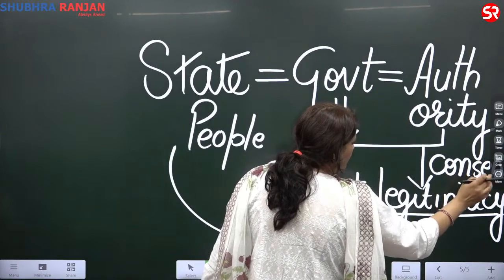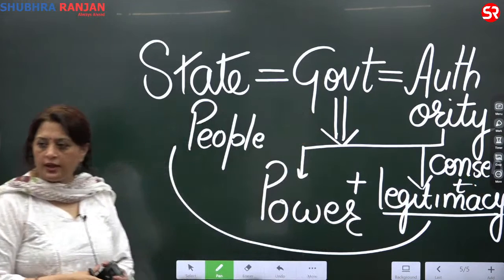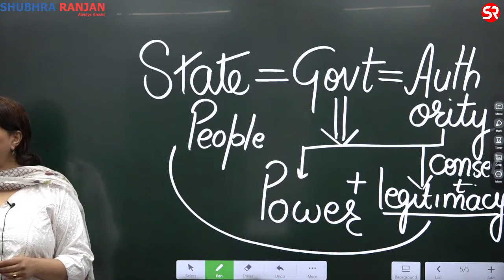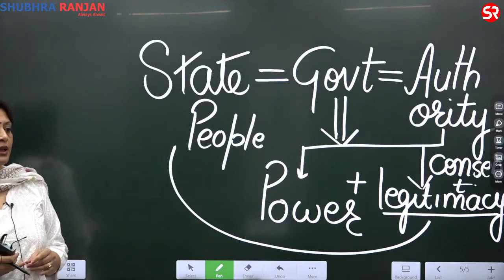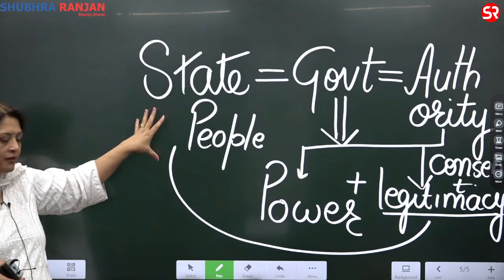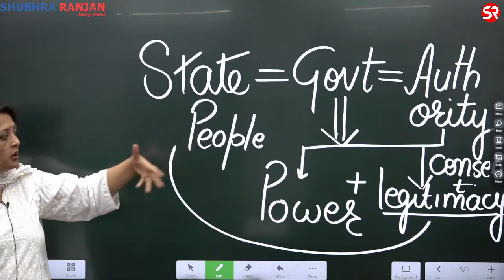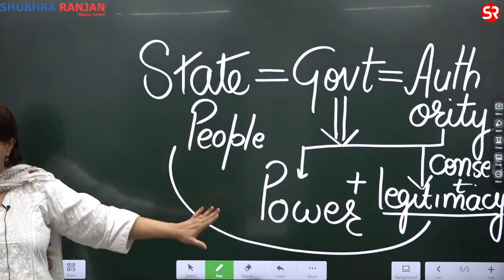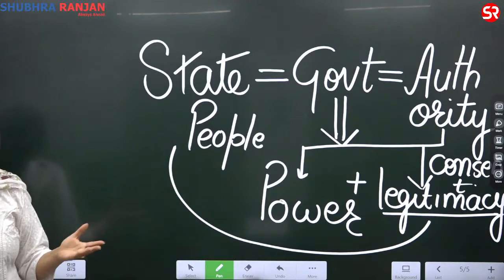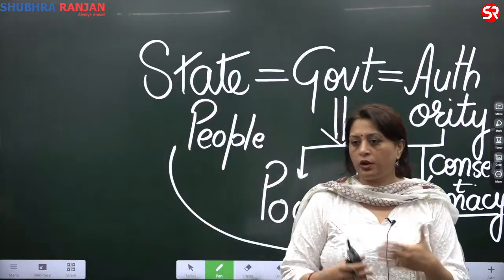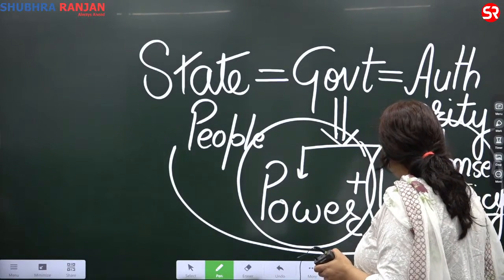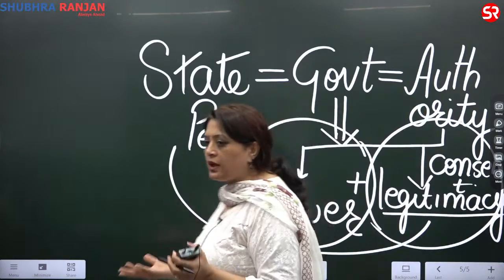The exercise of power which enjoys the consent of the people. Fine. Where have people expressed their consent in the Indian government or state? In the preamble. Fine. We, the people of India, we have given this constitution to ourselves. So state government means they exercise authority. We have to understand the system of authority, means which exercise of power has a legitimacy and which exercise of power does not have a legitimacy.